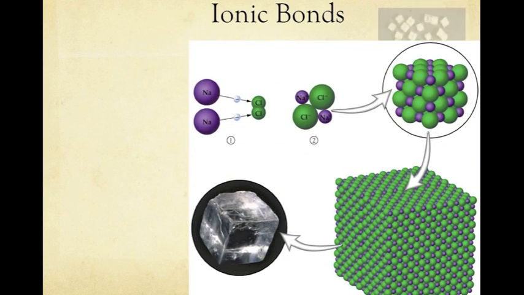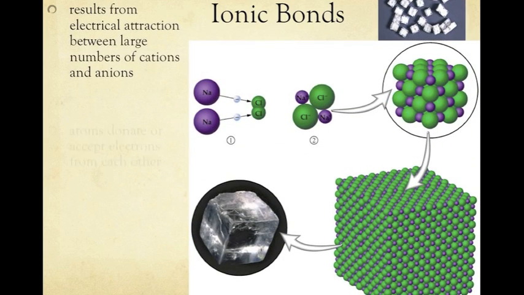Now, the first type of bond that we're going to talk about is an ionic bond. The basic definition is that it results from the electrical attraction between large numbers of cations and anions. Remember that we talked about cations in chapter 5. A cation is a positively charged ion, and cations are normally metals, because they give up their electrons readily. They want to get rid of them because it's easier to have 8 valence electrons that way. Now, anions are nonmetals. They're the exact opposite. Those are negative ions.